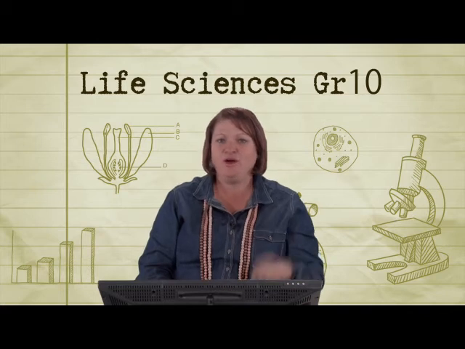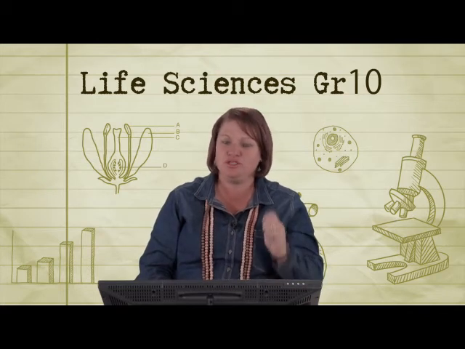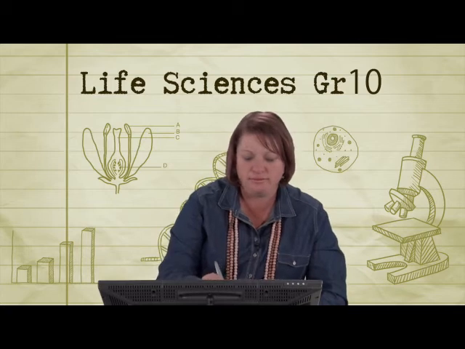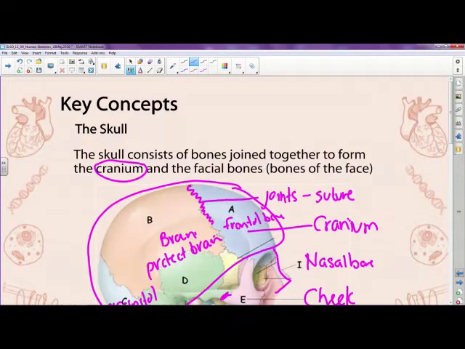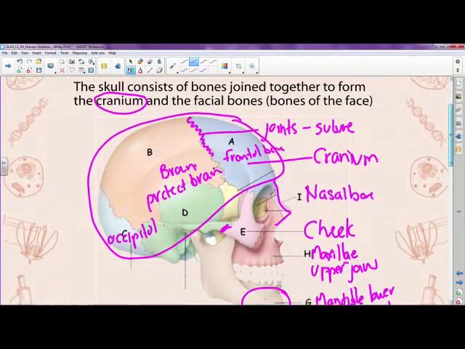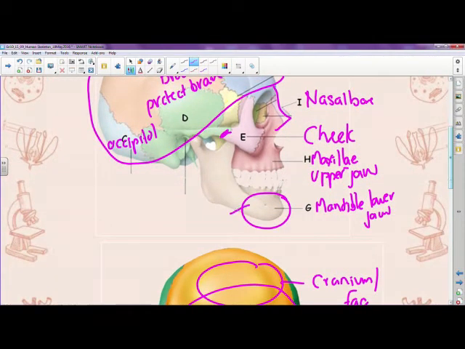Okay, guys, I hope that you came up with more than just protects the brain. That is the most obvious one, protect the brain. Now, if you go back to the skull, what else does it do? What else does it do? How about it helps you to chew, right? Because what can the bottom of the mouth do? It can move, because it's got teeth in it as well. So we got move, we got teeth.